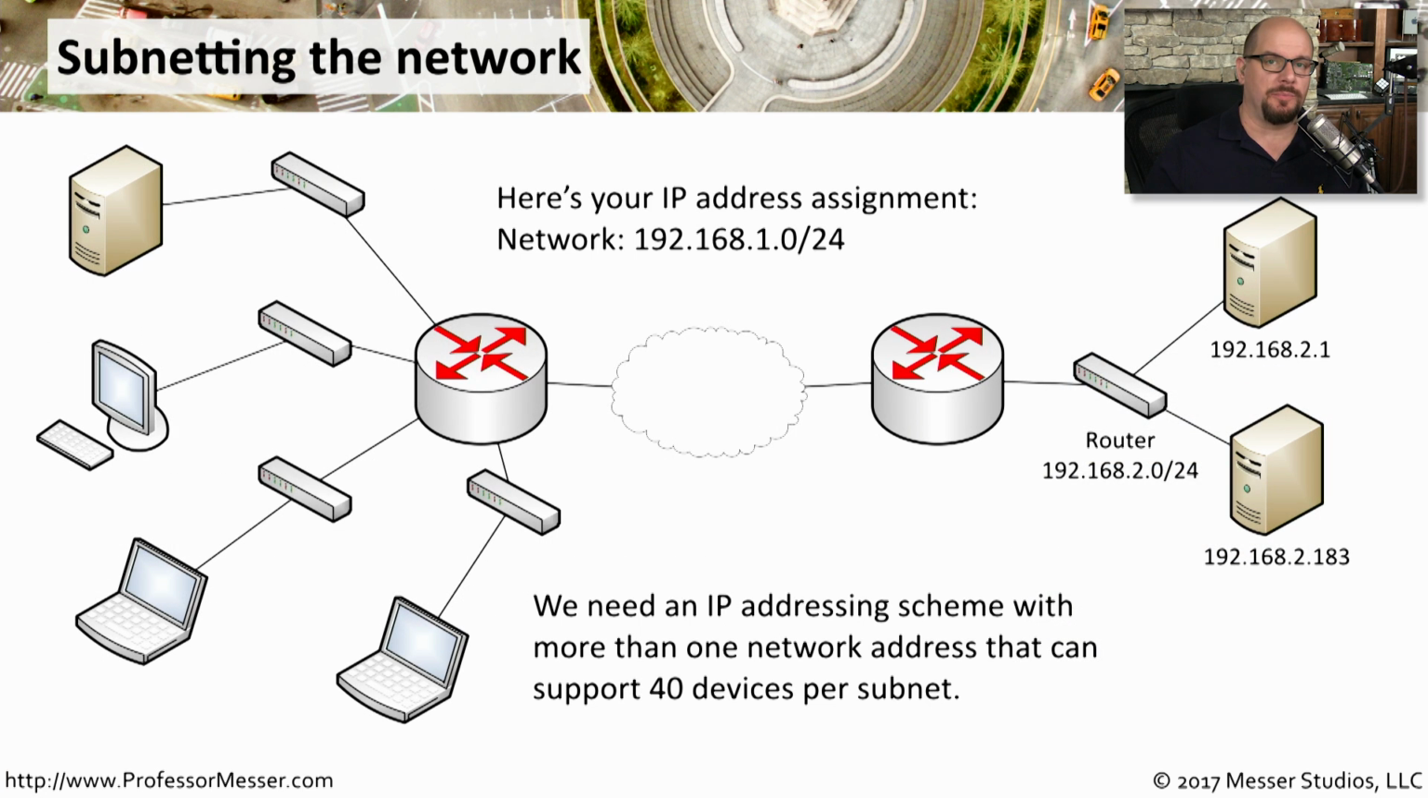Here's a common subnetting problem you might be faced with on an exam. You're given a network configuration. In this case, we have 4 separate networks. You're given an IP address assignment, 192.168.1.0, with a /24 subnet mask. It says that we need an IP addressing scheme with more than one network address that can support 40 devices per subnet. So we've been given the single network address. We need to subnet it out into at least 4 networks, and those 4 networks need to at least have 40 devices per subnet that can be supported with that IP addressing scheme.